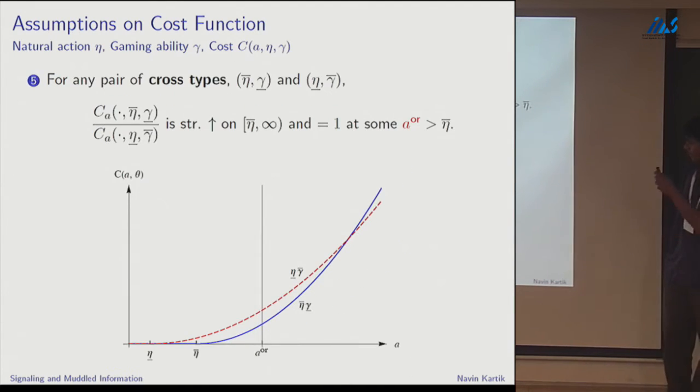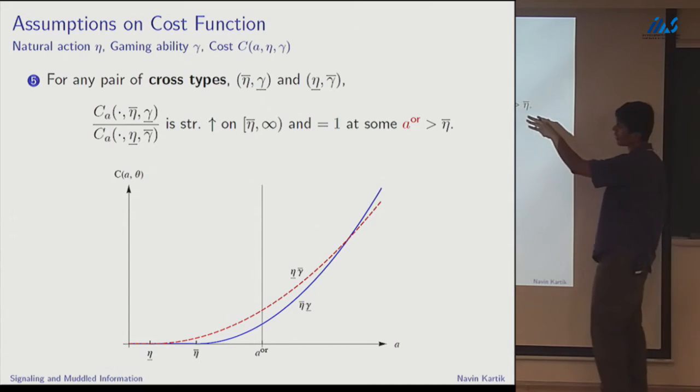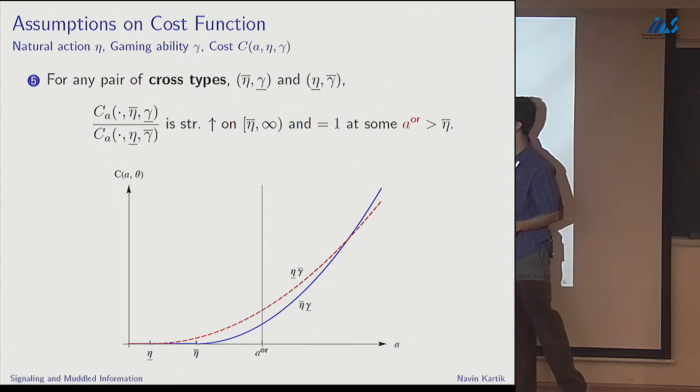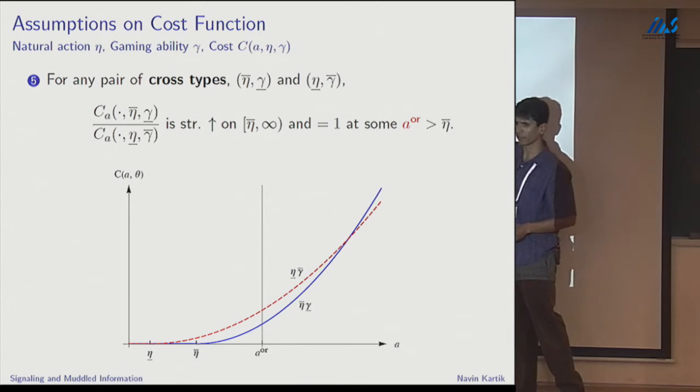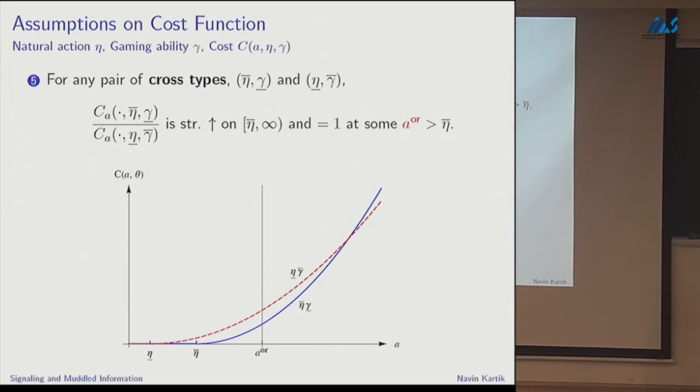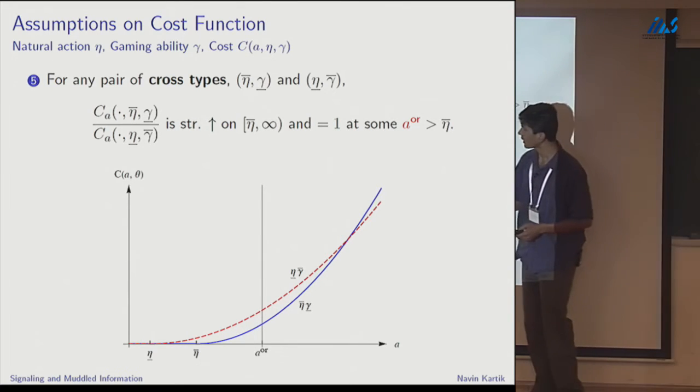Okay, and then here's the key assumption. Everything else up until so far should be relatively uncontroversial. So here's the key thing. Take any pair of what we call cross types. By cross types, I mean this: take a type that has a higher natural action and lower gaming ability, versus a type with a lower natural action and higher gaming ability. Okay. In order to get general comparative statics results, one needs to have some assumption about the relationships of the signaling costs for these two types. And so here it is.